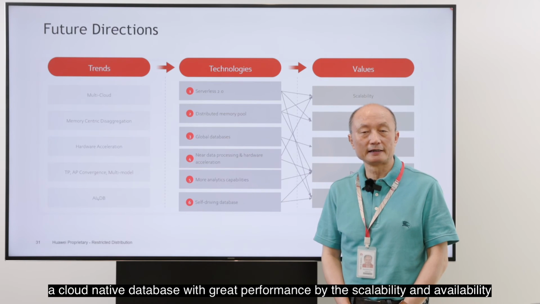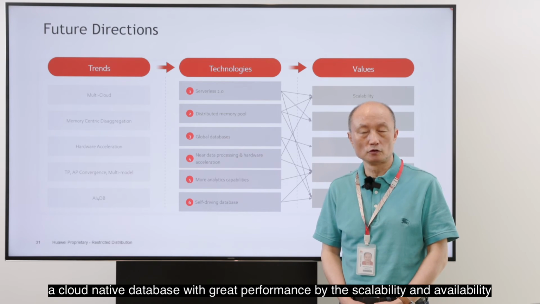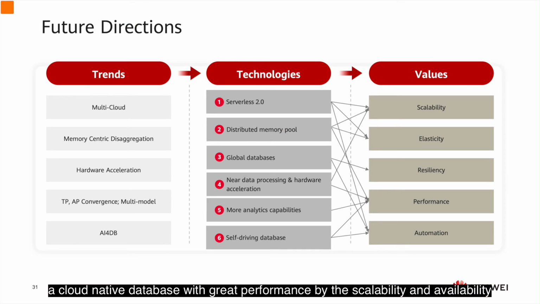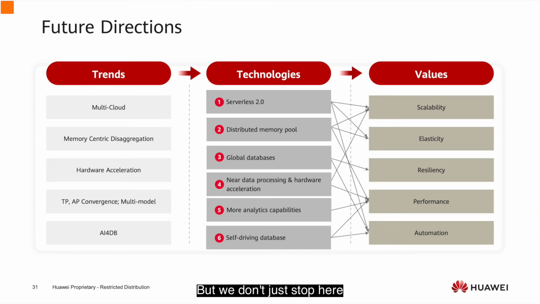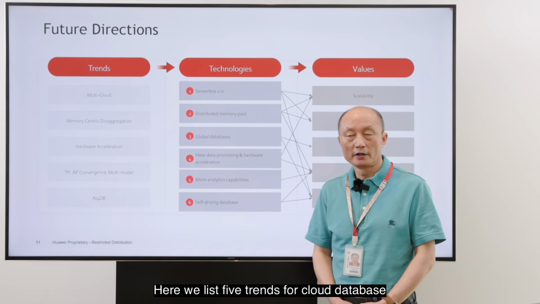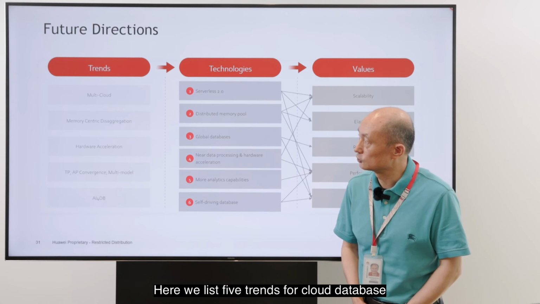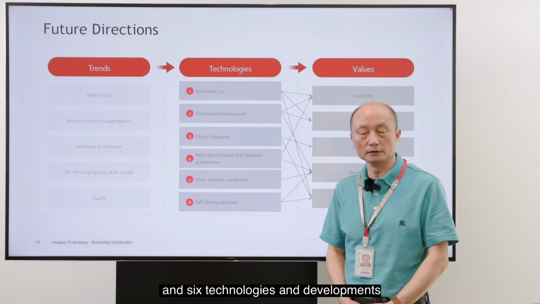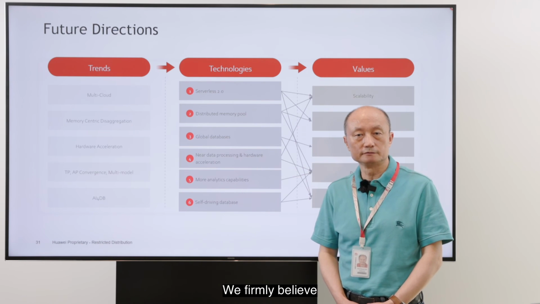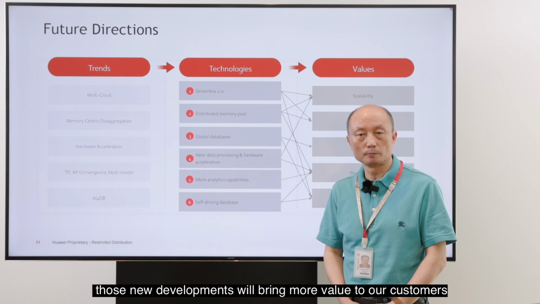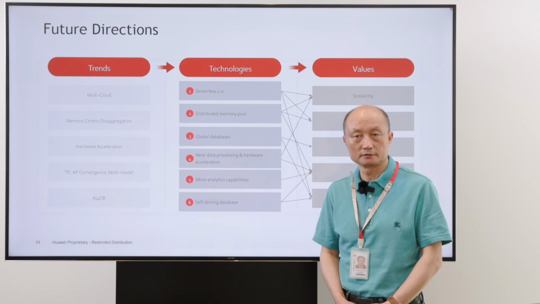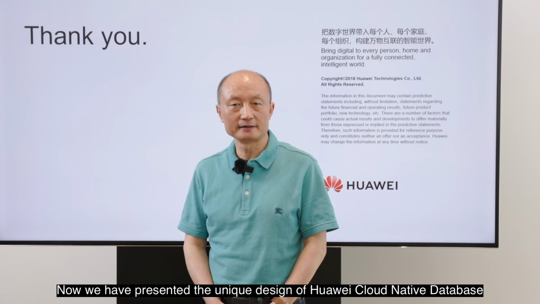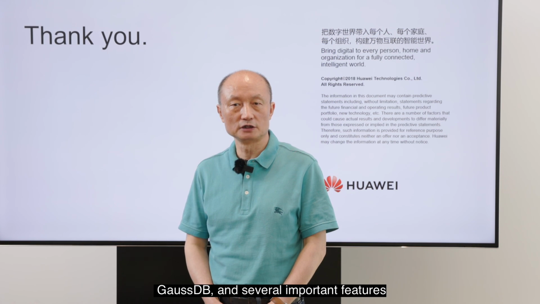GaussDB is a cloud-native database with great performance, better scalability, and availability. But we don't just stop here. Here we list the 5 trends for cloud database and 6 technologies and developments. We firmly believe those new developments will bring more value to our customers. Now we have presented the unique design of Huawei cloud-native database GaussDB and several important features.